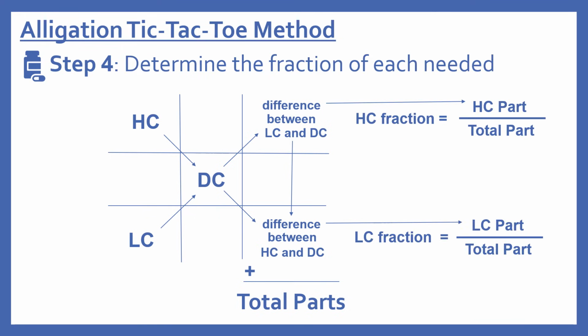Next, we're going to determine the fraction of each needed. So for the high concentration, this will be at the top. We have the difference between the LC and DC number that we have there. That will be our HC part. And then we will put that over the total part. So that will be our high concentration fraction. And then we'll do the same thing for the low concentration. We'll take the number we have there in the bottom right box. That's the difference between the high concentration and desired concentration. That's our low concentration part. And we'll put that over the total part. So that will give us our low concentration fraction.